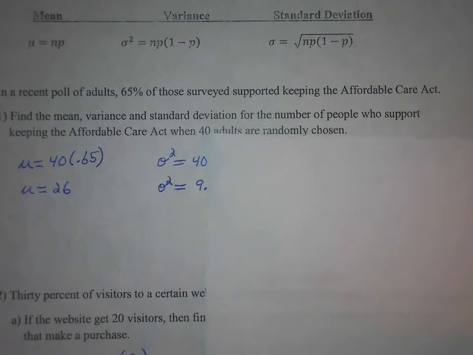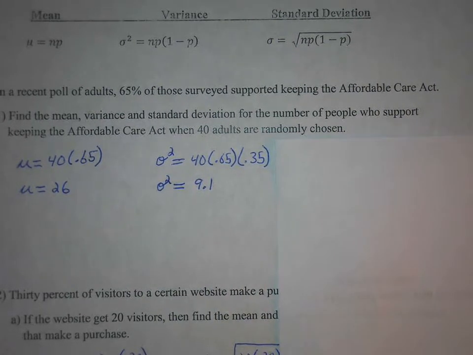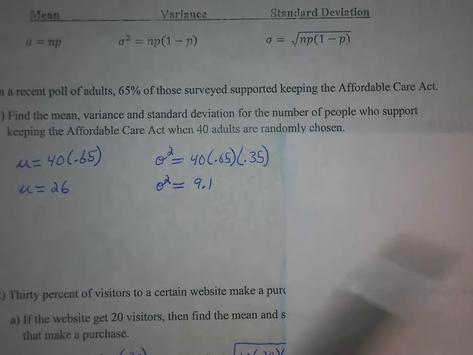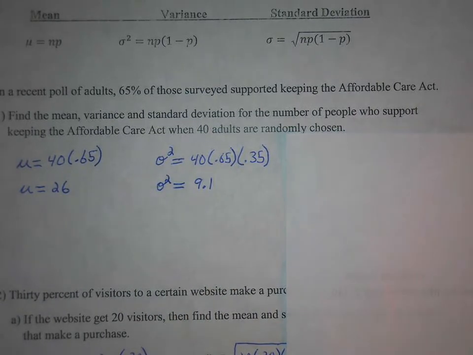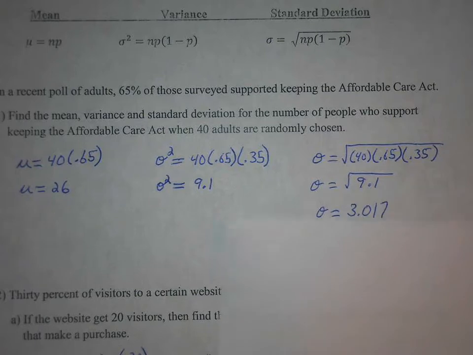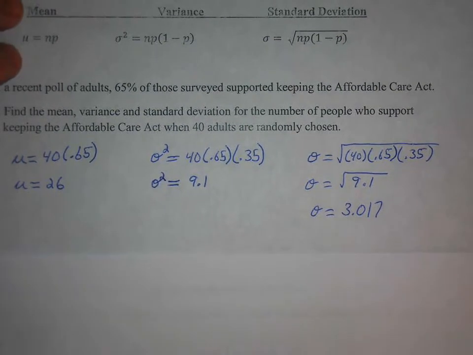For the variance, it's n times p times 1 minus p, so 0.35 comes from 1 minus 0.65. So that'll give you 9.1 for sigma squared, which is the variance. And then the standard deviation is the square root of that variance. So the standard deviation is approximately 3.